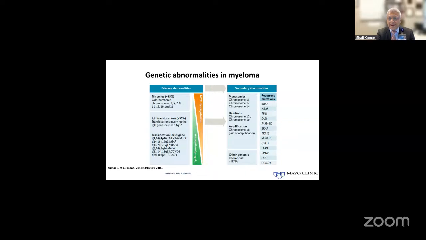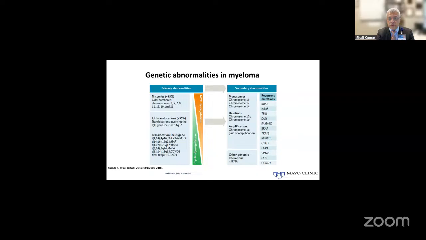And broadly, we can categorize them into primary abnormalities and secondary abnormalities. The primary abnormalities are the large structural abnormalities that are translocations and trisomies. And the translocations typically involve the immunoglobulin heavy chain locus that is brought in proximity to another gene that then drives it. And there are trisomies, which are often odd-numbered chromosomes.